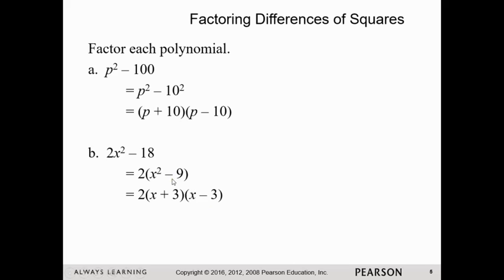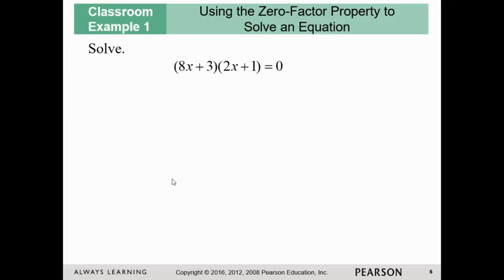That is the difference of 2 squares. All right, so the next thing we want to talk about in this chapter is the zero factor property to solve an equation such as a quadratic. So notice it says solve.